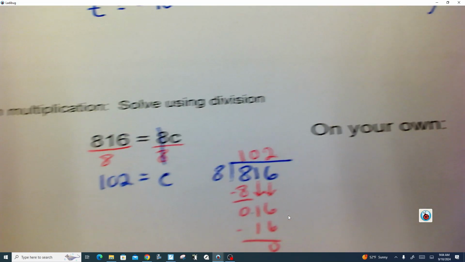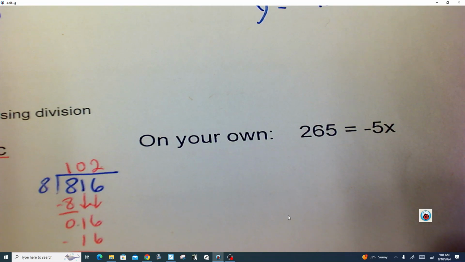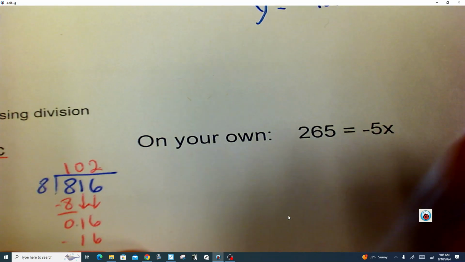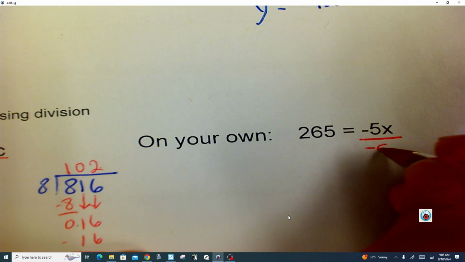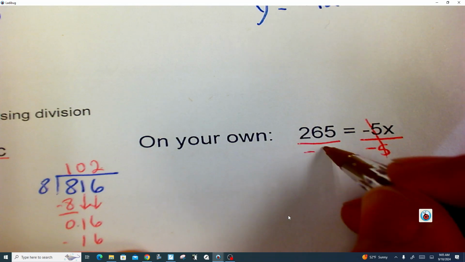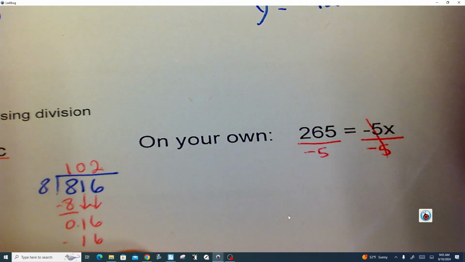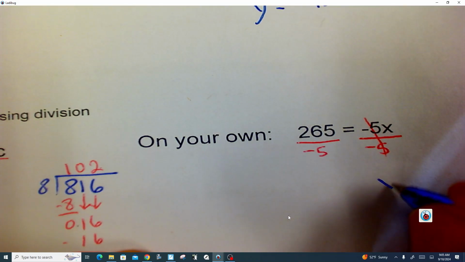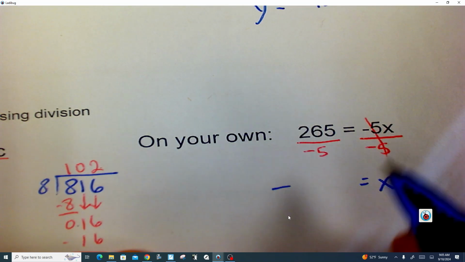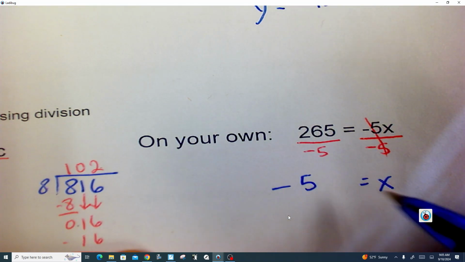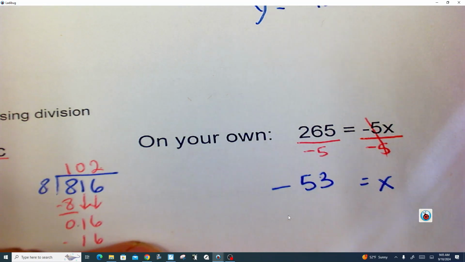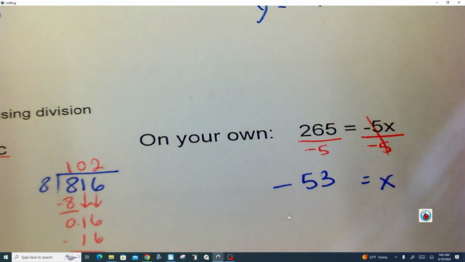Okay? Now how about on your own? You do this one, and this wraps up our lesson. I'll pause. Well, I know at this point you have divided by negative 5. Did you divide by negative 5? I'm hoping. And then this means it needs to be divided by negative 5. So x is going to be a negative number. A positive divided by negative is negative. Negative, is it negative 53? There you go. I'm doing that off the top of my head. Let me pause and double check it to make sure.